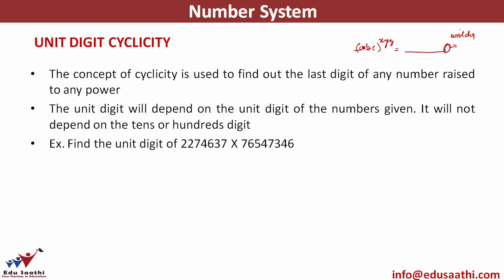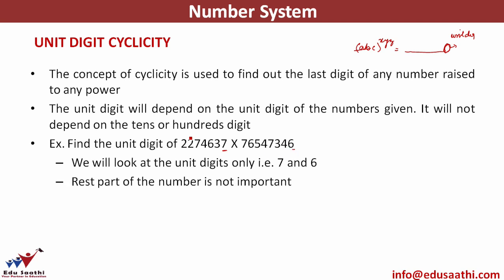Now for example, if I have to find the unit digit of this number, I will only look at the unit digit. That means I will only look at the numbers 7 and 6. The rest of the number would be immaterial to me. The final unit digit would be given by multiplication of the unit digits 7 and 6 to give you what? 42. I will only keep the unit digit, which is 2. I will not look at the tens place or hundreds place digit.